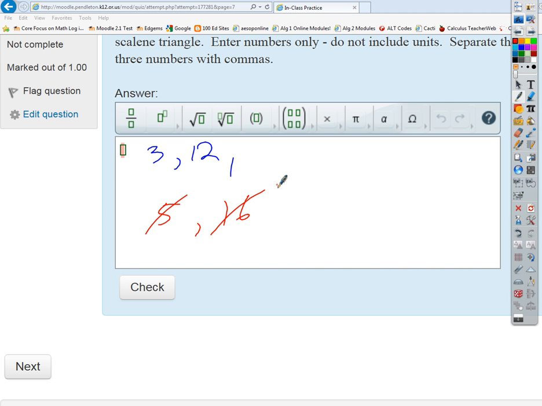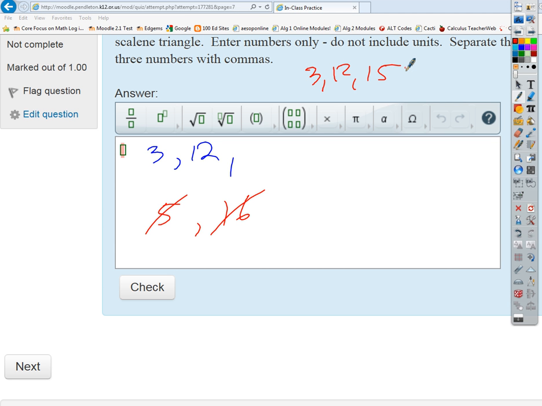So what's the problem here? 3 and 5 only add up to 8, right? The two smaller ones have to add up to something greater than the bigger one. Yeah, but 3 plus 12 is 15. Okay, so let's try those. 3, 12, and 15. Does that work?